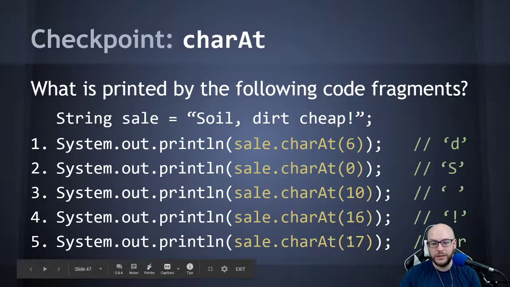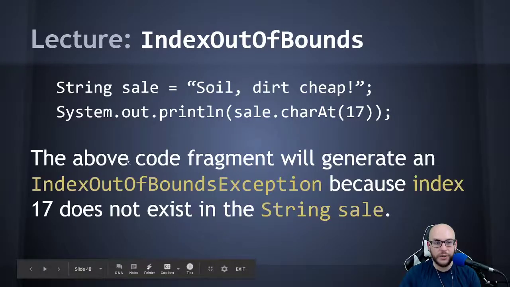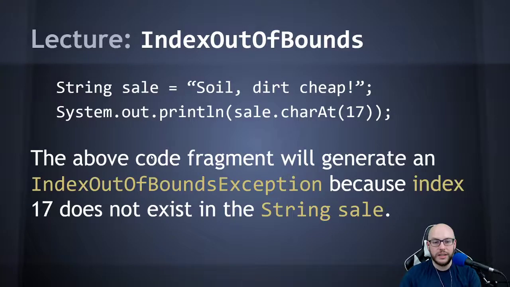All right, let's talk about this one down here, charAt 17, which should give us an error. This above code fragment will generate an index out of bounds exception because index 17 does not exist in the string sale. So this is going to generate an error because we go out of bounds. This is literally the error message you'll get. Well, it'll say string index out of bounds exception. All exceptions are runtime errors. What does that mean? There's no syntax error here, right? We're going in the string. We're trying to access a particular index. Syntactically, 17 makes sense.